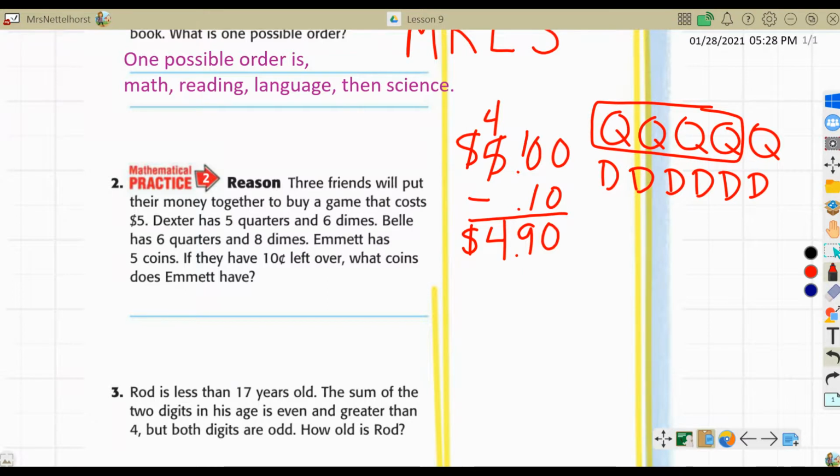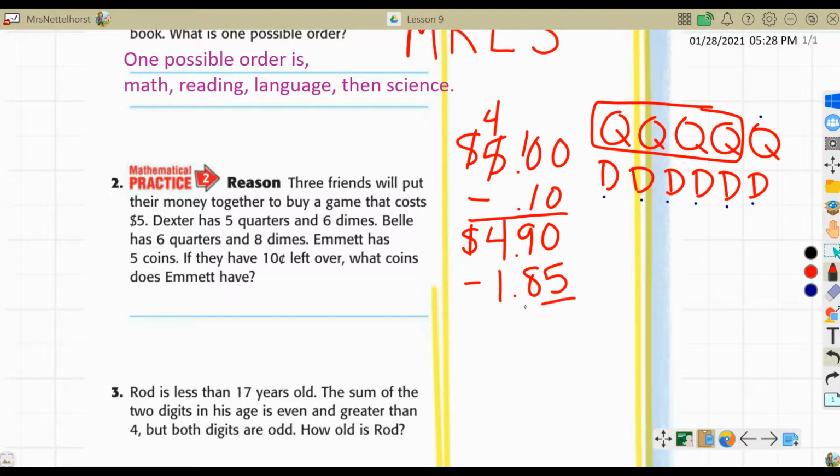Now, this quarter here is 25 cents, so we're going to start counting with 25, and we're going to skip count by tens for every single dime. I'm going to make a little dot by them when we count them. So 25, 35, 45, 55, 65, 75, 85. $1.85.